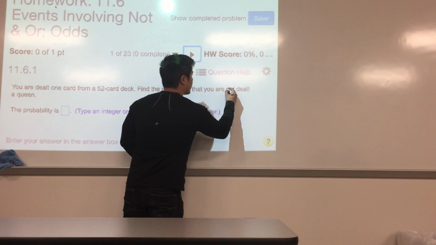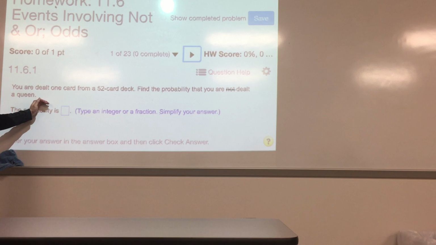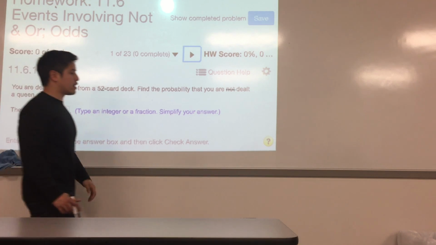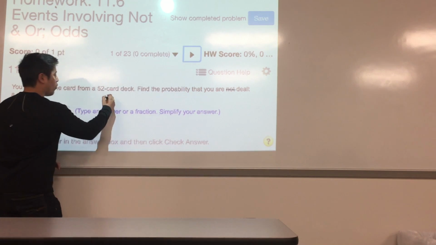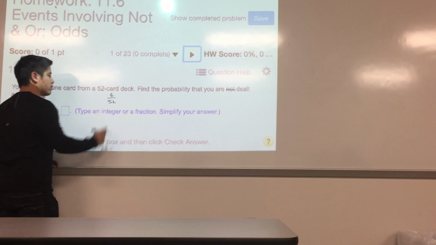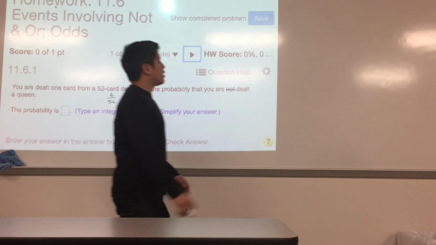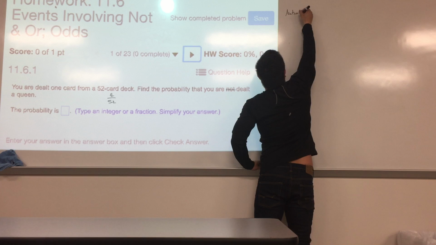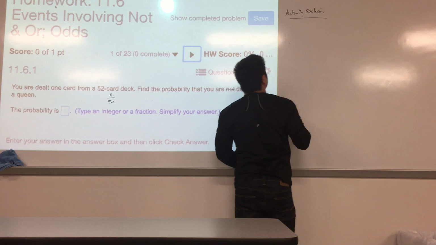Let's pretend that we're not caring about the not part. We only care about this. Well, all of a sudden it becomes a problem we've done before. We know that there are 4 queens in a deck, so the probability of getting a queen would be what? 4 out of 52. Everybody agree? Let's leave that there for just a moment. So I'm going to just label this mutually exclusive for now. We'll come back to it. I'm not going to talk about it just yet, but you'll see in a moment.